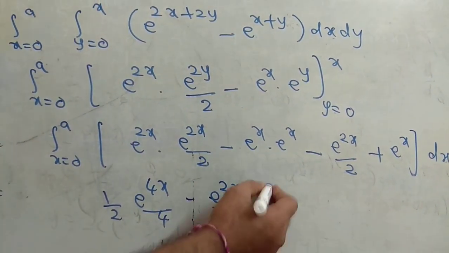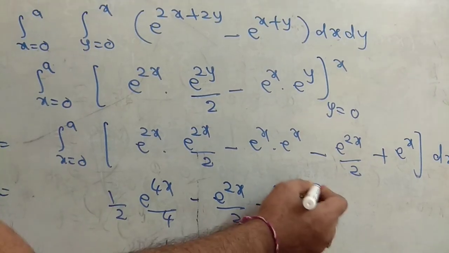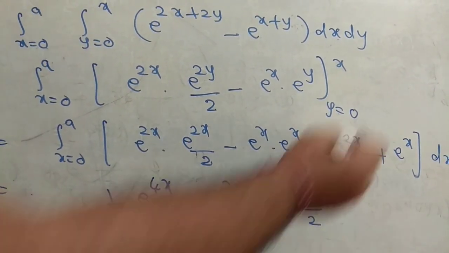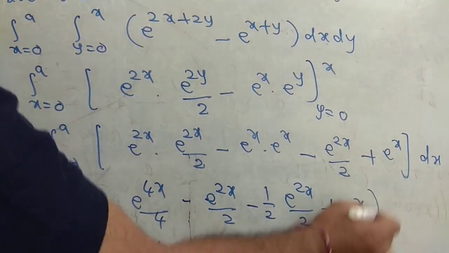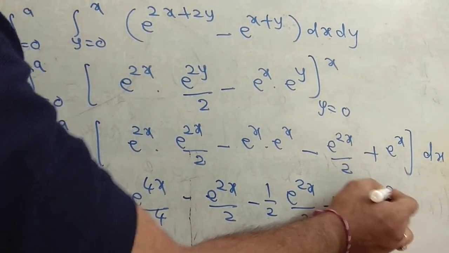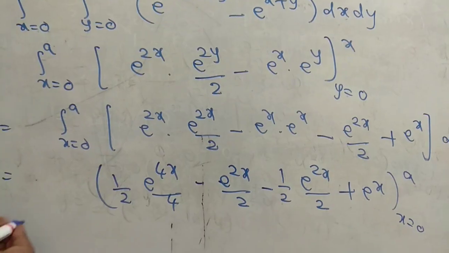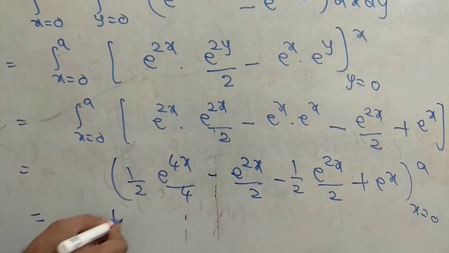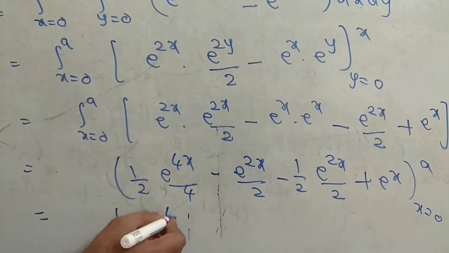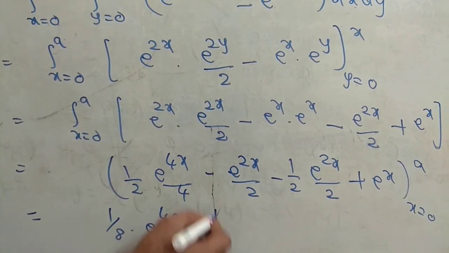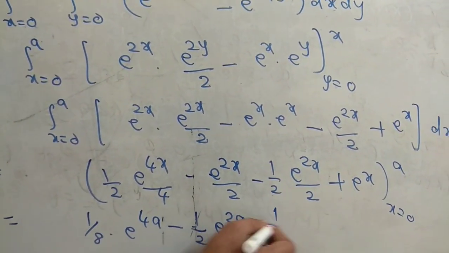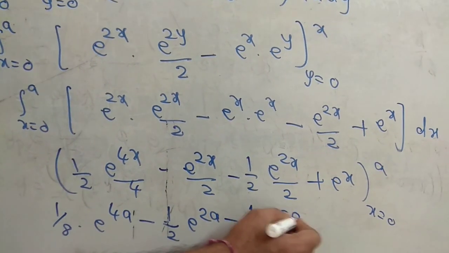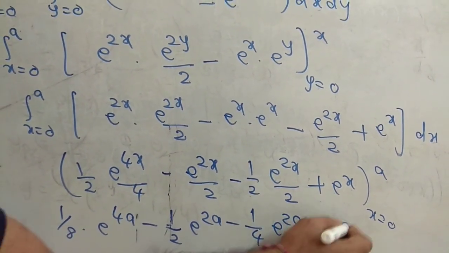Coming to this, minus 1 by 2, e power 2x divided by 2 plus e power x, and directly you substitute your x limits 0 to a. So when I go to the substitution part, it becomes 1 by 8 into e to the power of 4a minus 1 by 2 e power 2a minus 1 by 4 e power 2a plus e power a.